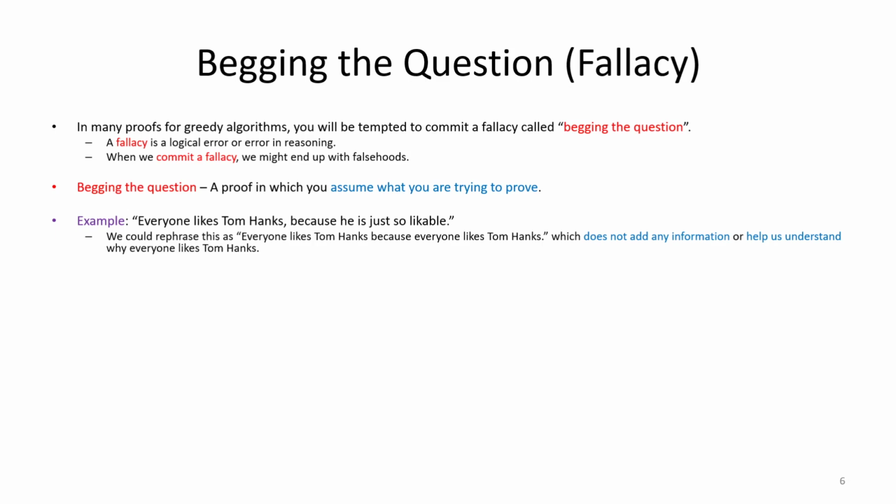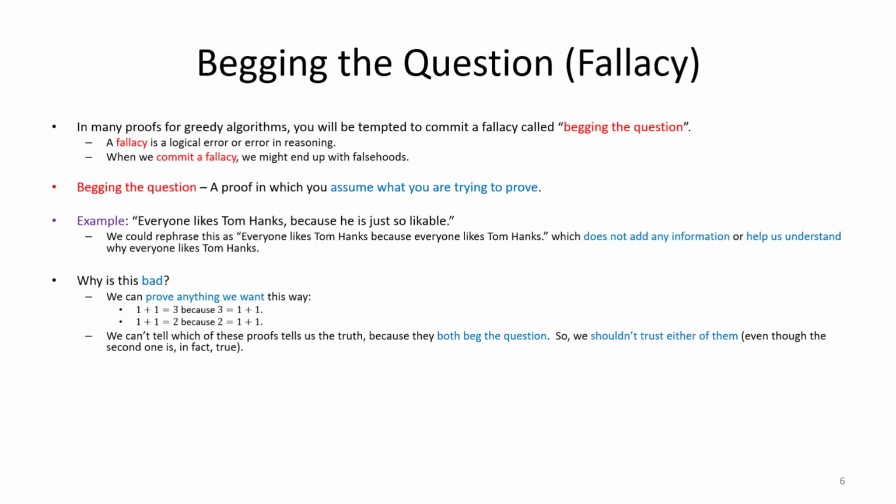And we do this a lot in natural language. A lot of times we'll do that. And a lot of times we let people get away with it because it just doesn't matter why everyone likes Tom Hanks. I'm okay with this. But in math, it does usually matter. So the next question might be, well, why is this bad? Sometimes it's okay. As far as Tom Hanks is concerned, that's probably fine. But the problem is, if we're considering this as an actual formal proof, we can prove anything we want.